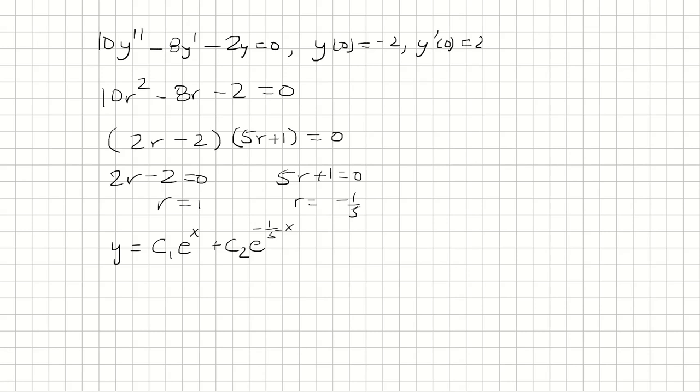Okay, next we'll plug in the initial value. So y of 0 is negative 2. So you have negative 2 equals c1 plus c2. And then we need y prime of 0.